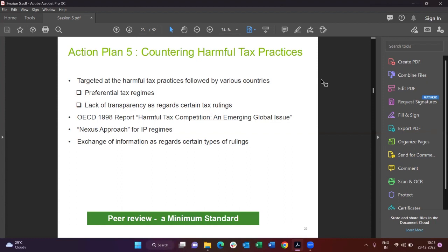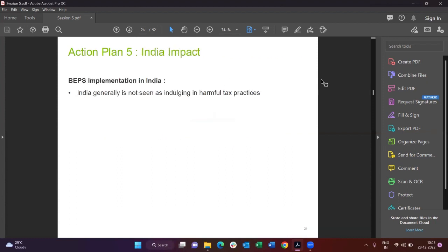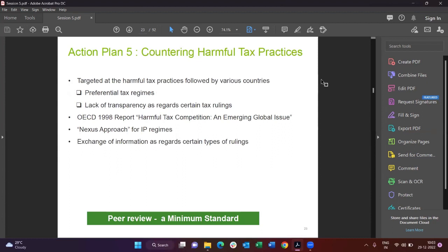So these were the measures to reduce the harmful tax practices followed by countries, and BEPS was to evaluate the preferential tax regimes followed by different countries. It's a minimum standard. Yes, it is a minimum standard. And there was even a peer review. Peer review means the preferential tax regimes given by one country will be reviewed by other countries. So if they find it to be harmful, then the OECD will be informed and accordingly action will be taken.